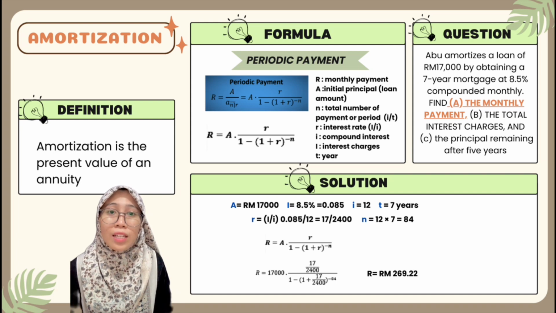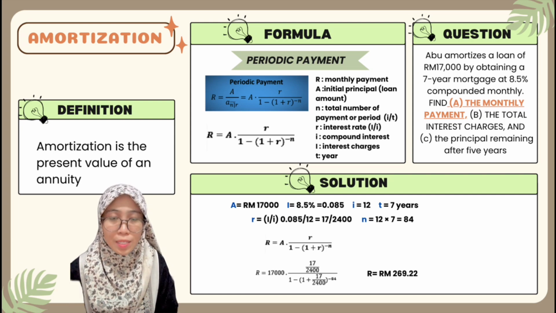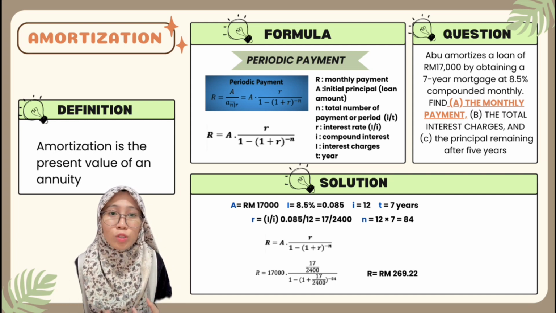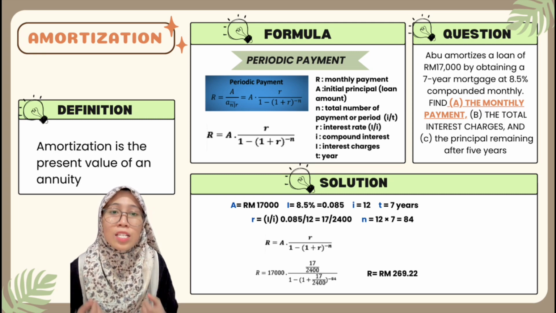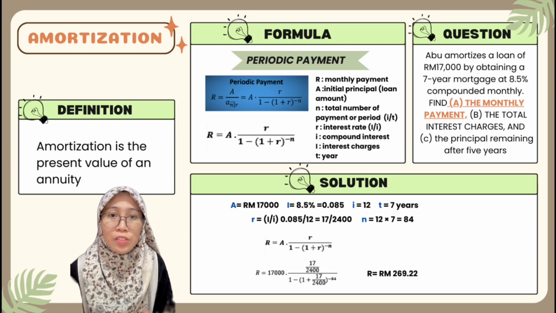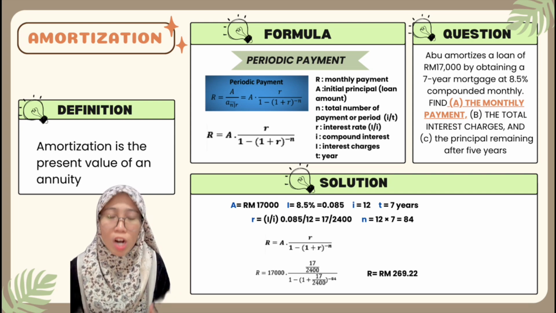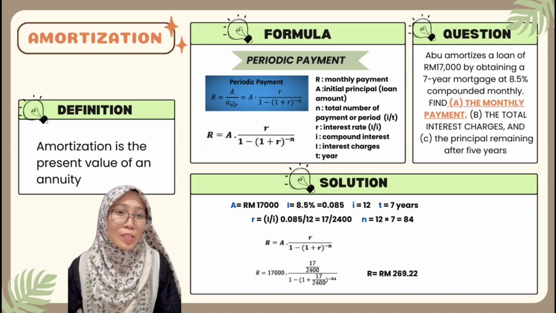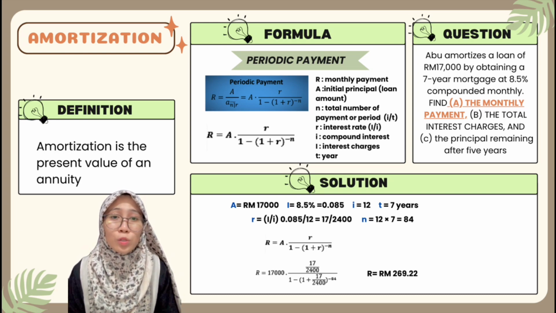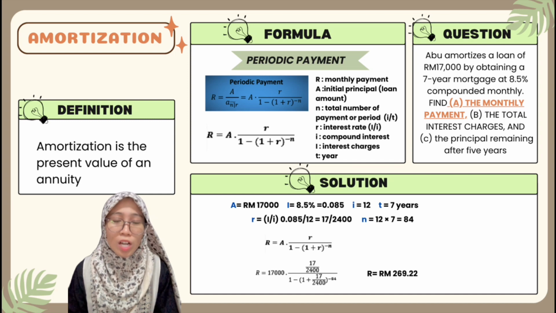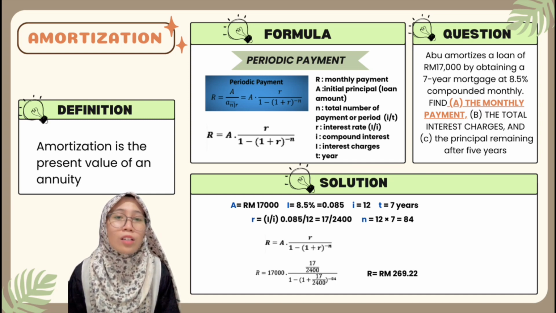Big R refers to the monthly payment. A refers to the initial principal, which is the loan amount, and n refers to the total number of payments or periods. Small r refers to the interest rate, which is the interest charge divided by the compound interest. Small i refers to the compound interest, big I refers to the interest charge, and t refers to the year. So the solution is: A, the loan amount, is RM 17,000; I, the interest charge, is 8.5%, which becomes 0.085; compound interest is 12 and t is 7 years.